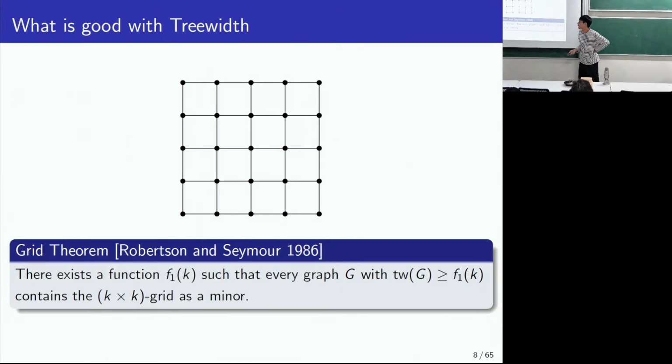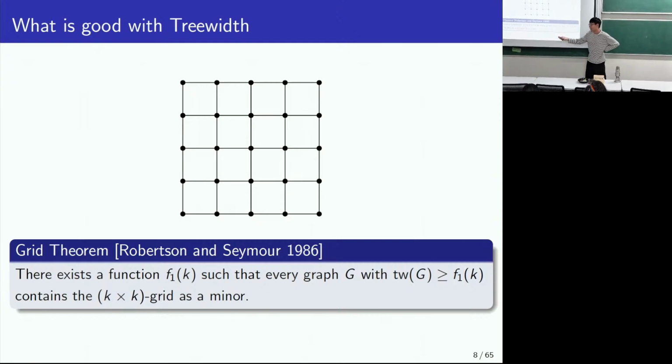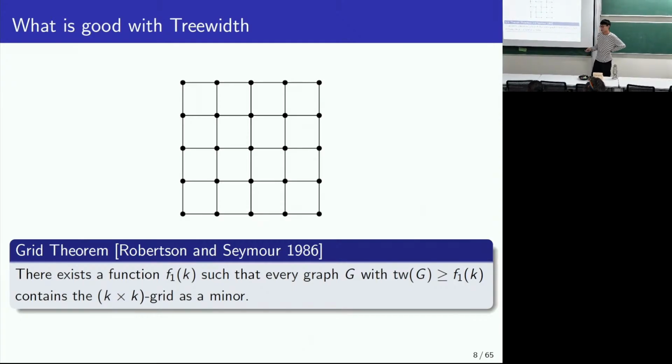Okay, so what is good about tree width? It has many strong algorithmic applications, but in this talk I will usually concentrate on structural properties. At the core of the power of tree width lies a great theorem by Robertson and Seymour. They say that if a graph has large tree width, it will have a k by k grid as a minor.